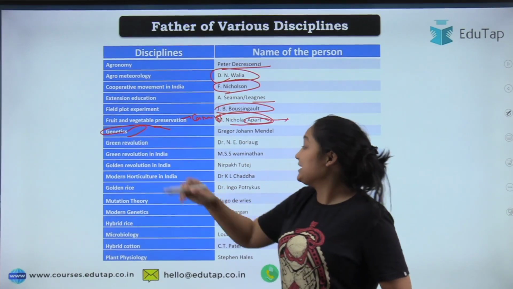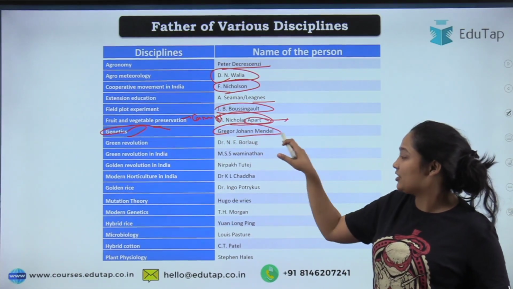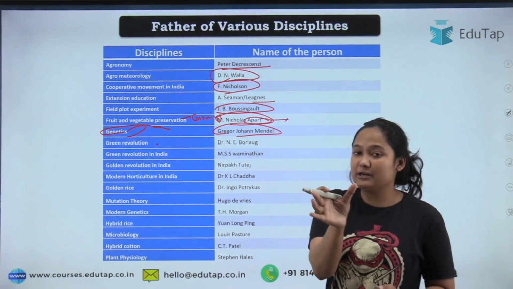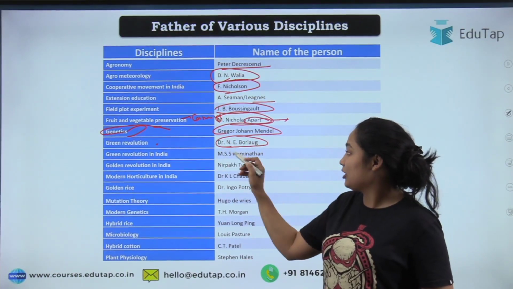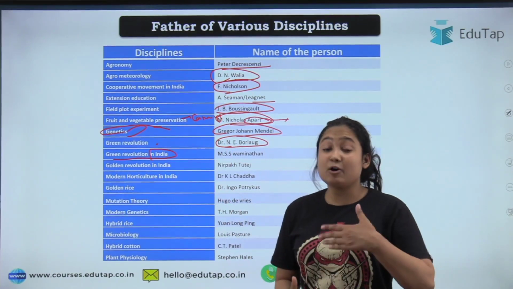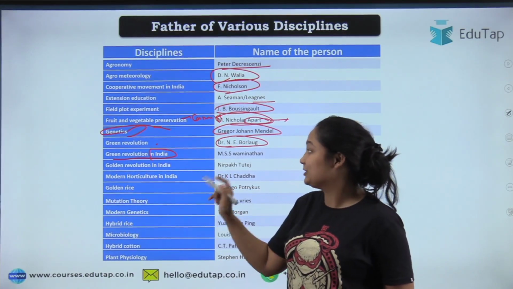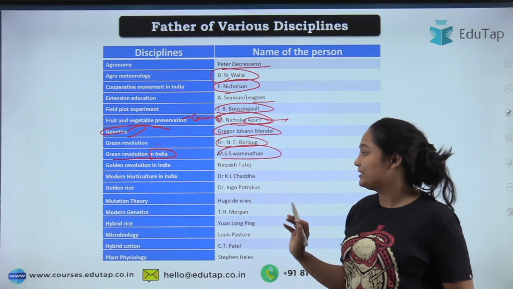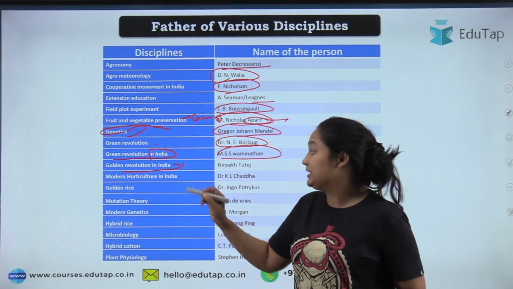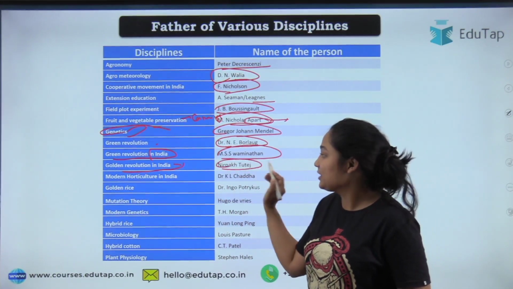Now moving to genetics, we have studied this in the classes too. That is George John Mendel. Then the green revolution, I have told you before in the revolution lecture, is Norman Borlaug. And the father of the Indian Green Revolution is M.S. Swaminathan. Now moving to the Golden Revolution in India, as you know it deals with horticulture, honey and fruits, that is Nirpank Tuteja.